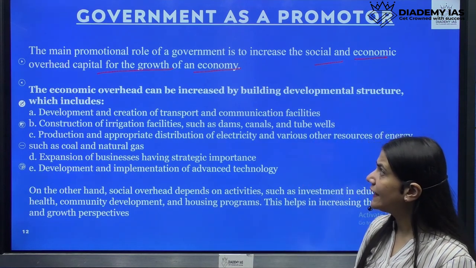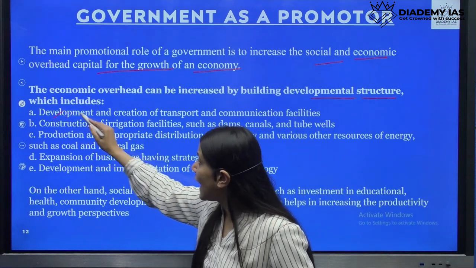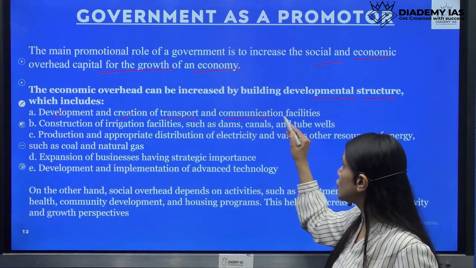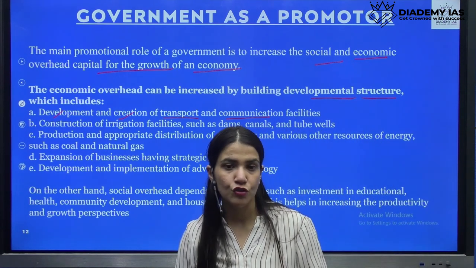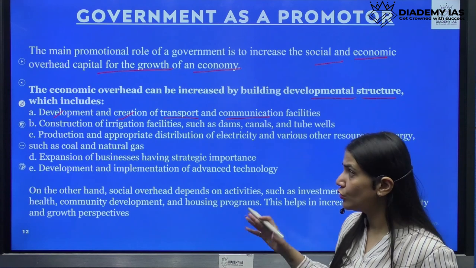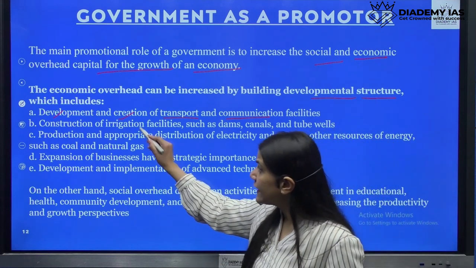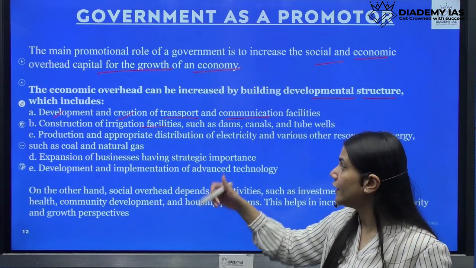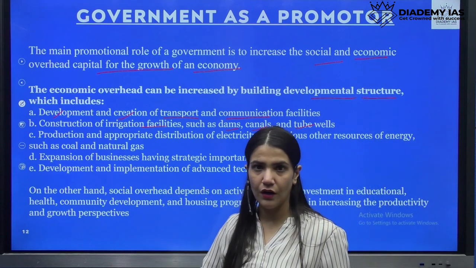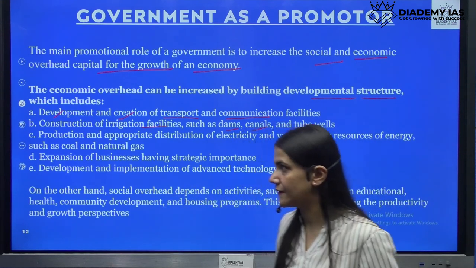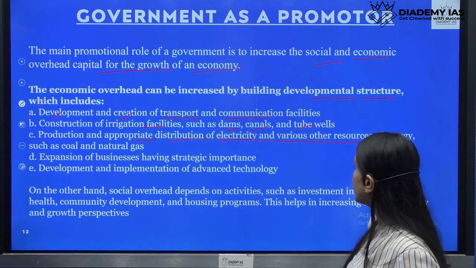The economic overhead can be increased by building environmental structure, which includes development and creation of transport and communication facilities. No business can work without these basic facilities of transportation or communication. So government ensures that these facilities are provided. Then there is construction of irrigation facilities for the availability of water, with dams, canals, and tube wells, which is the kind of role government plays here. Also production and appropriate distribution of electricity and various other resources.